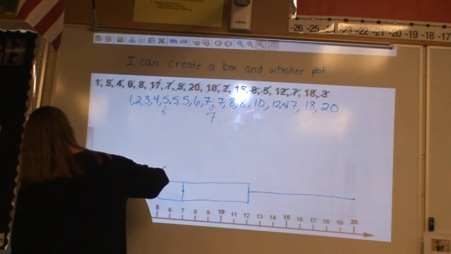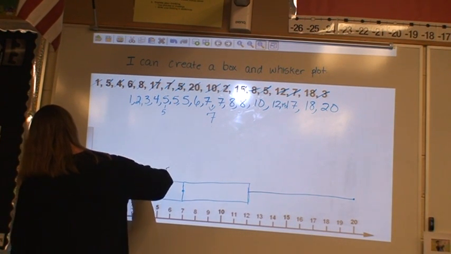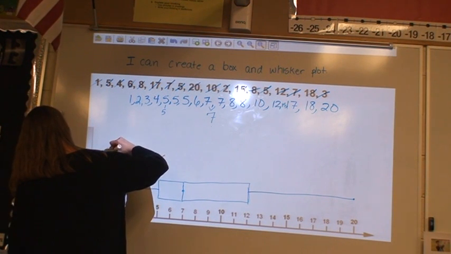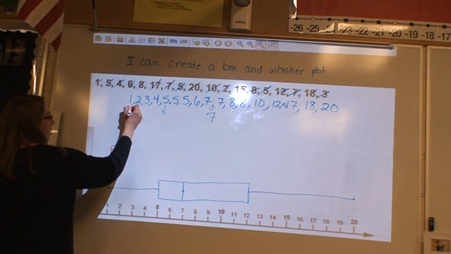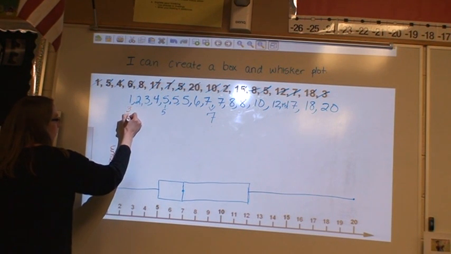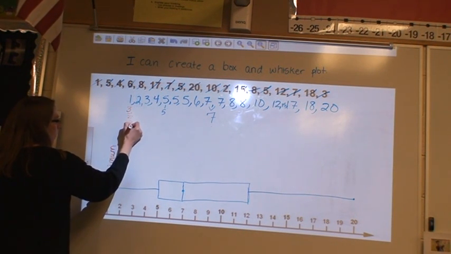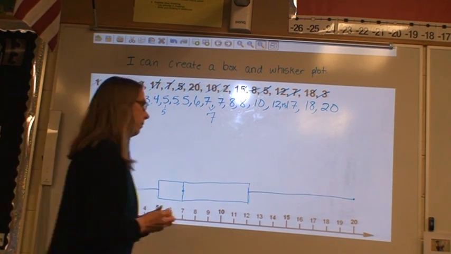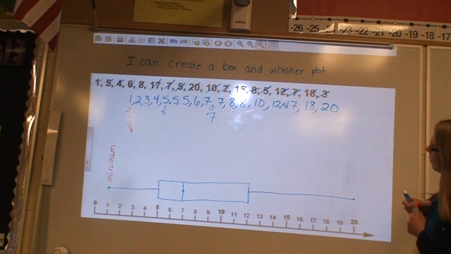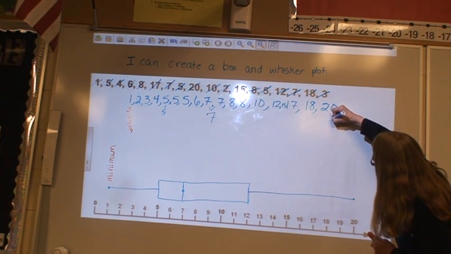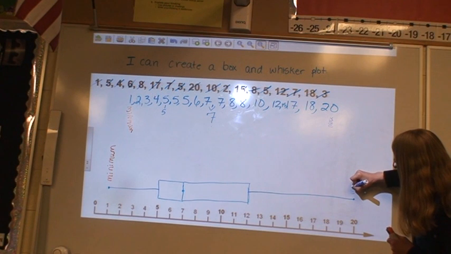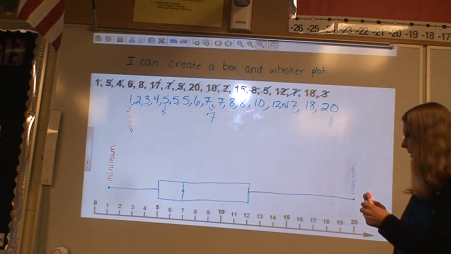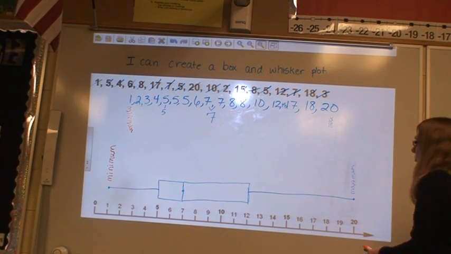This is my maximum. Oh, that's not my maximum. Don't let me get away with these things. This is my minimum. It also corresponds with this number in my data set, my minimum. The maximum is the largest number. So in this case, this is going to be my maximum. The median does not change, it's just called the median. It's your number right in the middle.